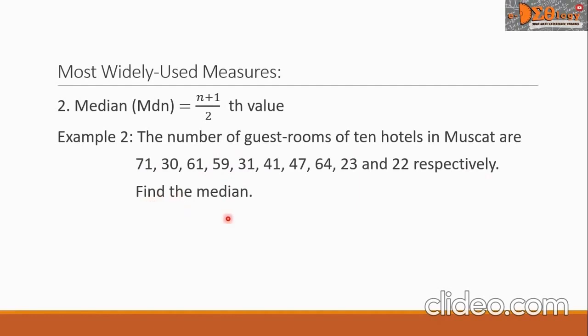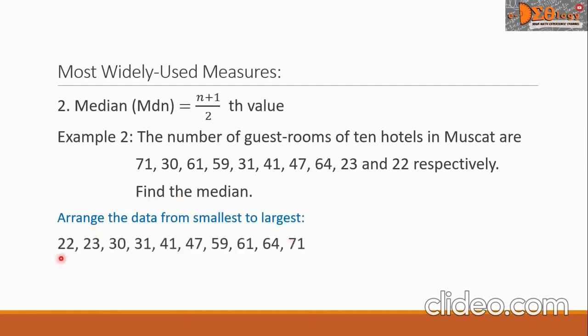Find the median. First, let us arrange the data from smallest to largest. So we have 22 as the first term, followed by 23, next 30, then 31, followed by 41, next is 47, and then 59, then 61, followed by 64, and the last is 71. Take note that our n equals 10, and this is an even number.